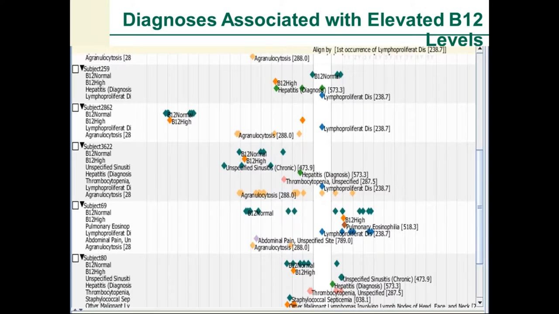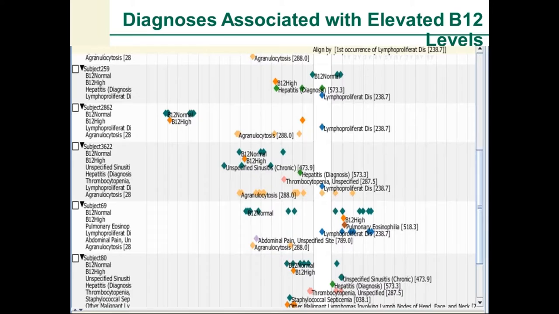And so I popped them in this piece of software. It's called Lifelines 2. It's from the University of Maryland, and it's also free software for visualization of data. And for the patients with normal B12s, when there's a normal B12, there's a green diamond. When B12 is high, there's a yellow diamond.